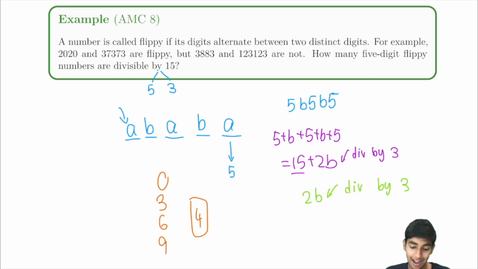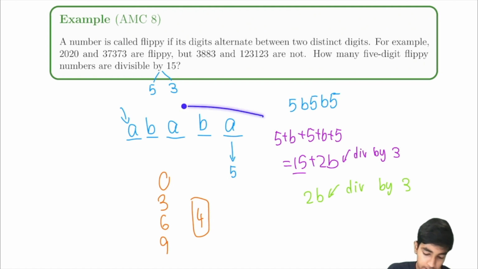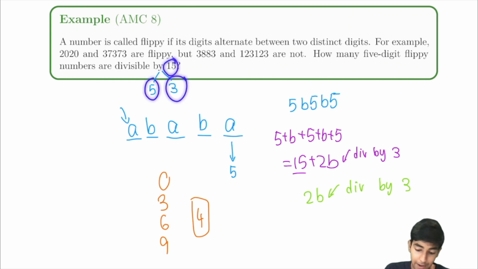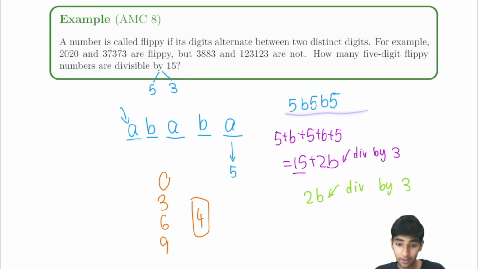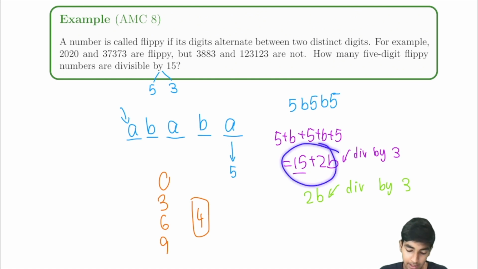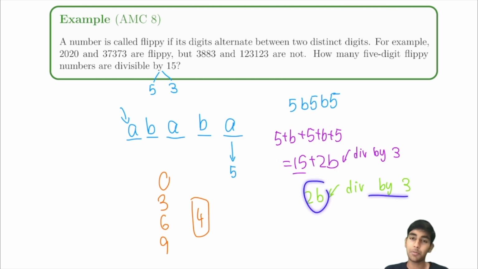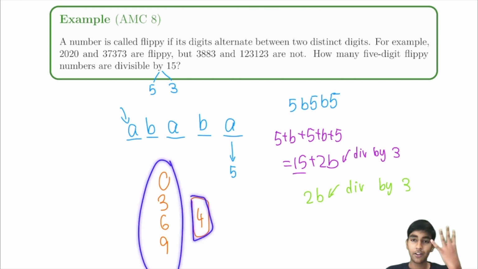A simple but cool problem that utilizes, you just look at the form ABABA, 15, 5 and 3, right? And then 5B5B5. And then you simplified it to that and see, okay, now 2B must be divisible by 3, so B must be divisible by 3, our answer, 4.